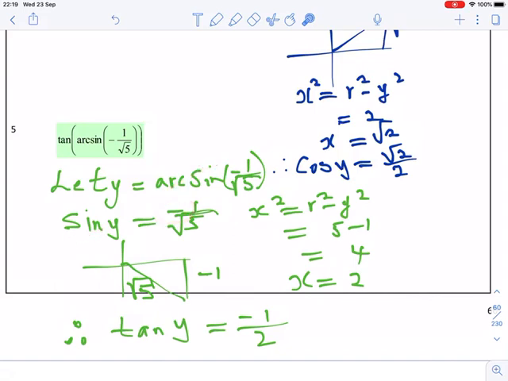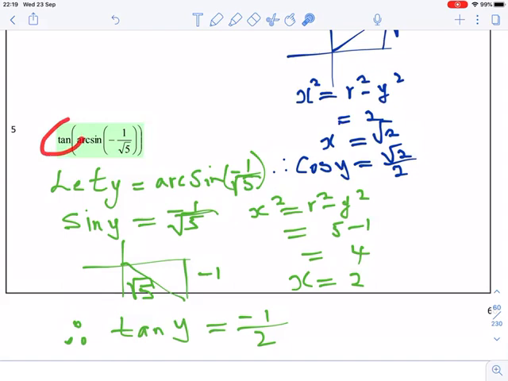Well, I've got negative. So for arc sine, where must I do the negatives? In the fourth quadrant. All positives in the first quadrant, all negatives in the fourth quadrant. So my drawing should be in the fourth quadrant. So there's my y and my r. Use Pythagoras to work out the side that I need, which is x. I see x is 2.